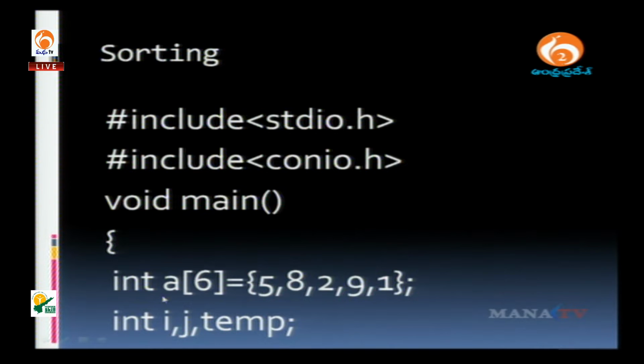Next, this is array initialization: int a[6] or a[5]. Here my array size is 6, but I have initialized with only 5 values: 5, 8, 2, 9, 1. So the array is initialized with 5, 8, 2, 9, 1. Here a[0] is 5, a[1] is 8, a[2] is 2, a[3] is 9, a[4] is 1, and the remaining are zeros. This is array initialization. Next, int i, j, temp, a temporary variable.